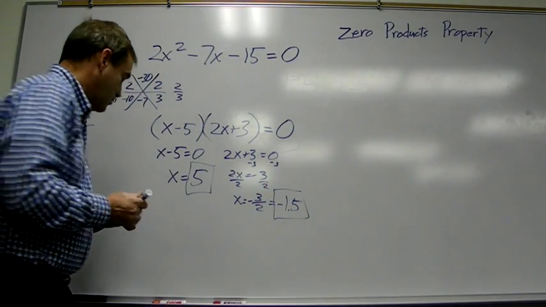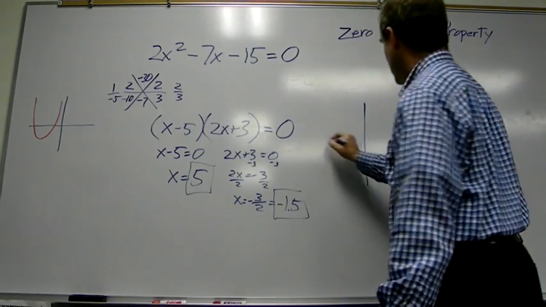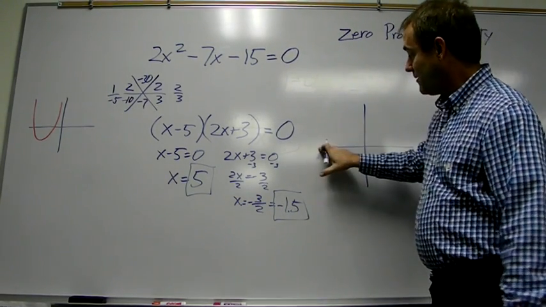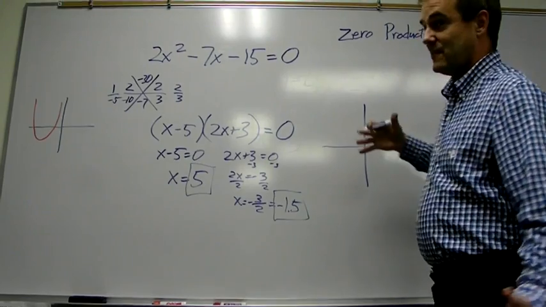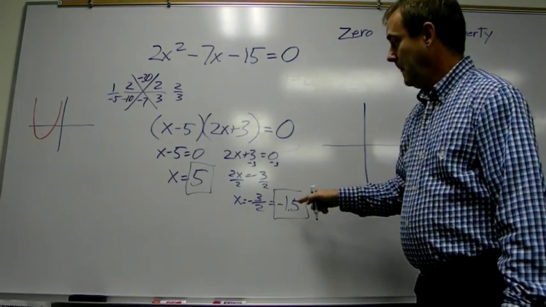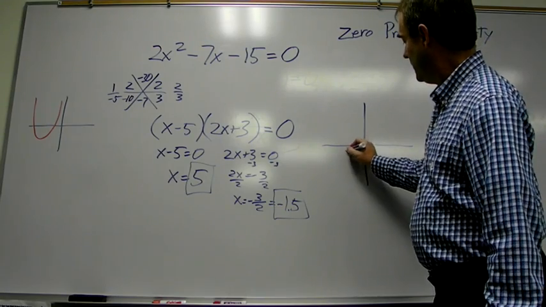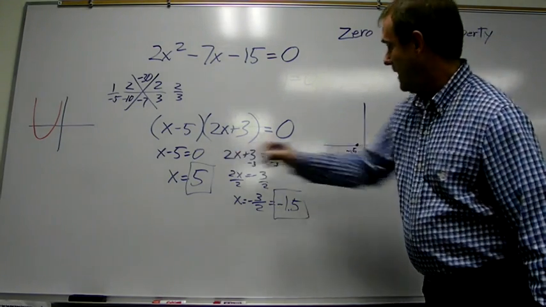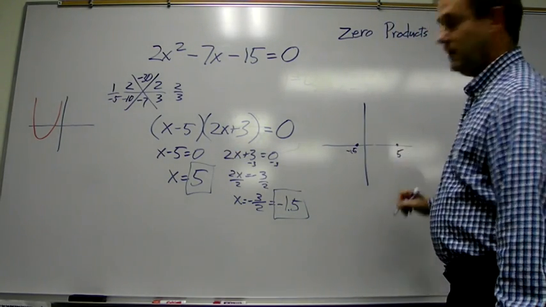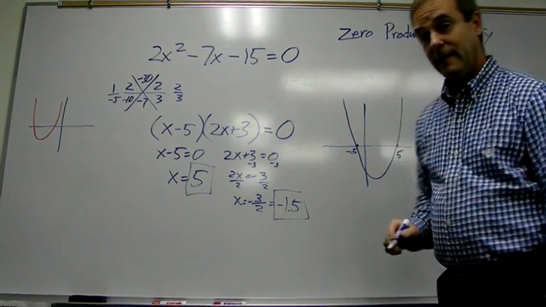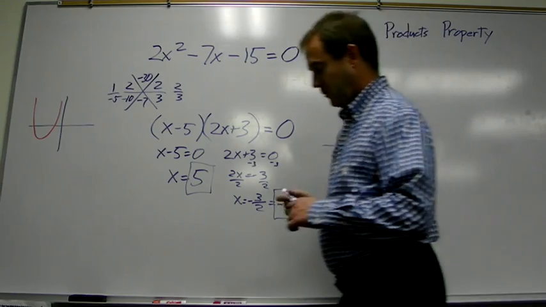What do those mean? Let me show you. If I were to put this function on a graph, I know that it crosses the x-axis because its 0 x values are these two numbers at negative 1.5 and positive 5. I know this function looks more or less like this. That's the zero products property.